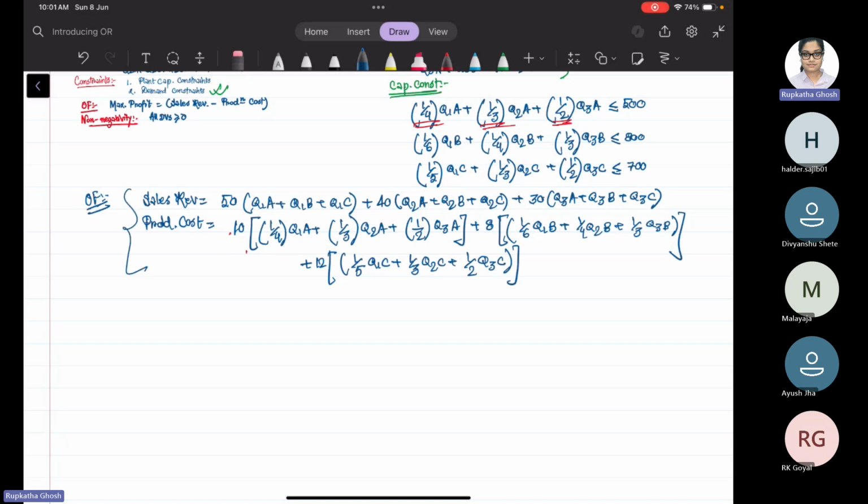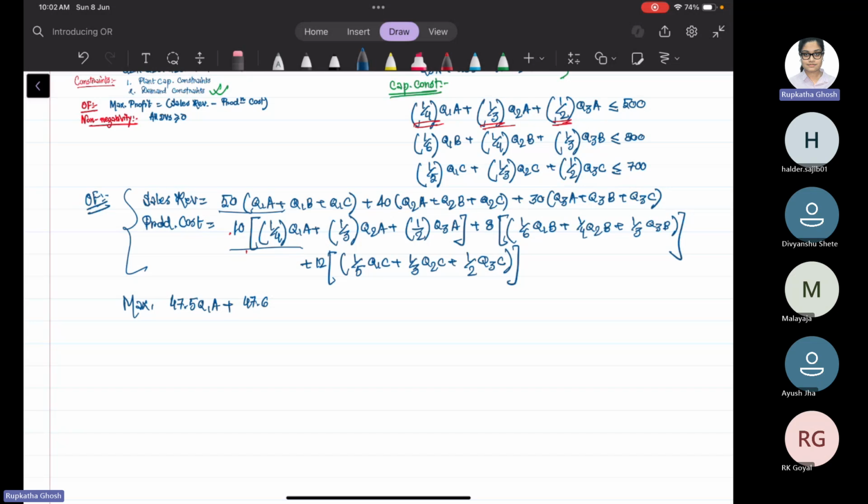So your objective function becomes: maximize 50 Q1A minus this. Is there any Q1A here? Only here it is. 50 minus 2.5 is 47.5, so 47.5 Q1A, plus 50 minus some 3.33, which would be something like 47.6, I guess.